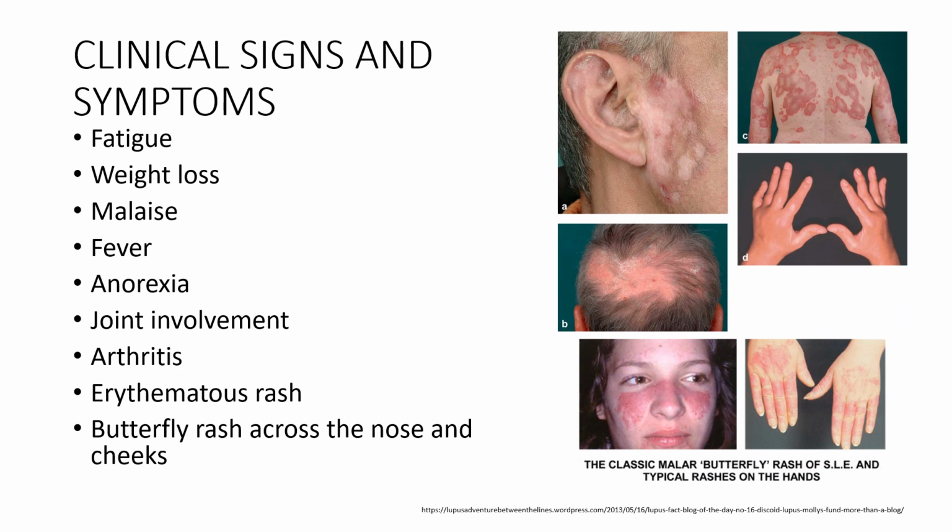Now, for the clinical signs and symptoms of SLE, well, clinical signs are extremely diverse, and nonspecific symptoms such as fatigue, weight loss, malaise, fever, and anorexia are often the first to appear. Joint involvement seems to be the most frequently reported manifestation because over 90% of patients with SLE are subject to arthritis or polyarthralgias. Typically, the arthritis is symmetric and involves the small joints of the hands, wrists, and knees.